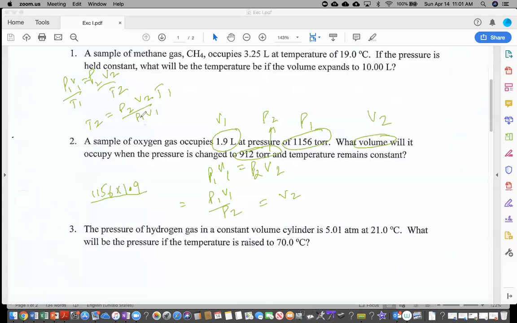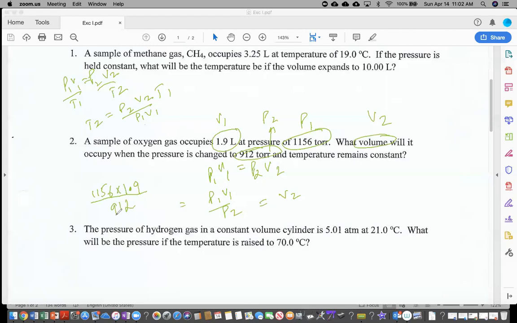That's why you label everything, because you might misplace P2 and P1. So just be careful on the test that if you have to put in P2, make sure you're putting in P2 and not P1 by mistake. That's one of the common mistakes I've seen on the test. For instance, in this question, P1 is 1156 and P2 is 912. A lot of students will confuse this. They'll put 912 on top and 1156 on the bottom. So just be careful about that.